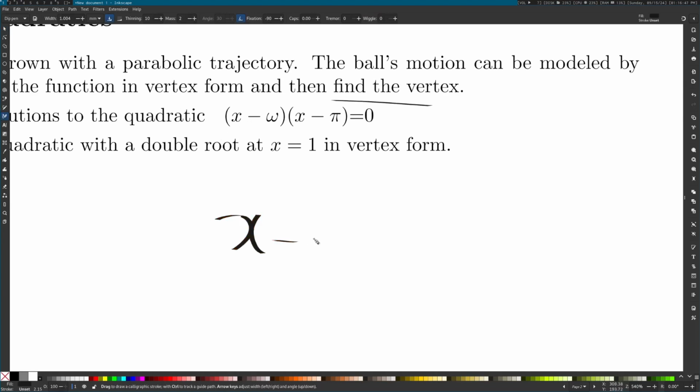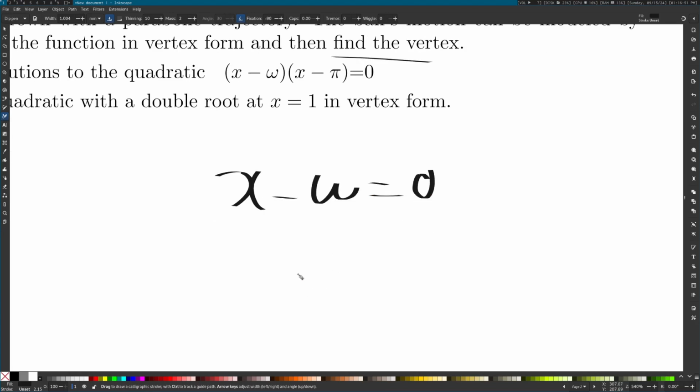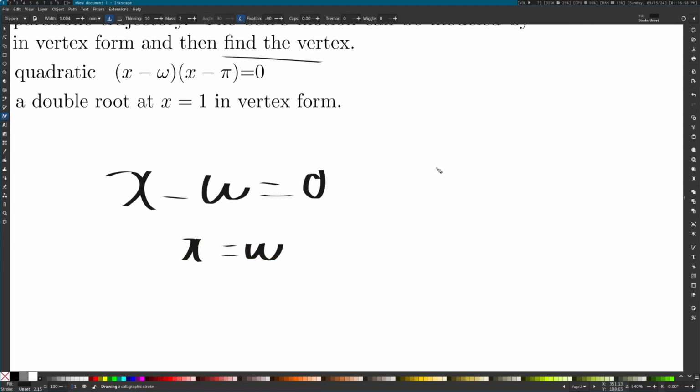So x minus omega is equal to 0. So x is equal to omega, whatever it may be. We don't actually have to know what it is. Now for the next one, x minus pi is equal to 0. So x is equal to pi.